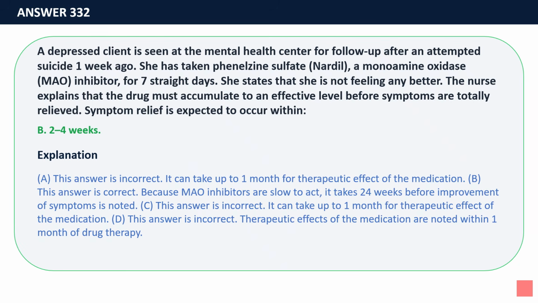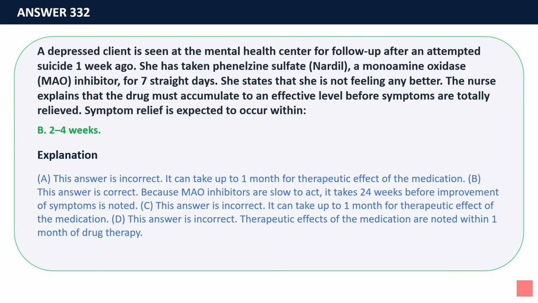Answer, B. 2 to 4 weeks. Explanation, A. This answer is incorrect. It can take up to 1 month for therapeutic effect of the medication. B. This answer is correct. Because MAO inhibitors are slow to act, it takes 2 to 4 weeks before improvement of symptoms is noted.